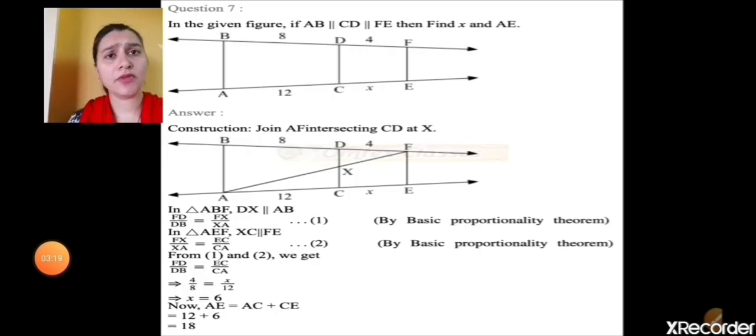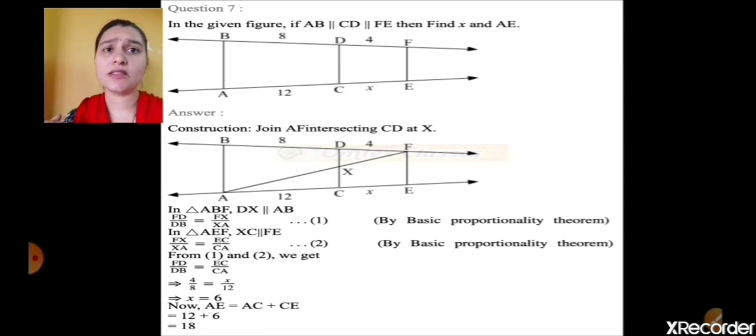So let me begin with the sum. Question number 7 of your textbook, exercise 1.2. There is one sum related to three parallel lines.